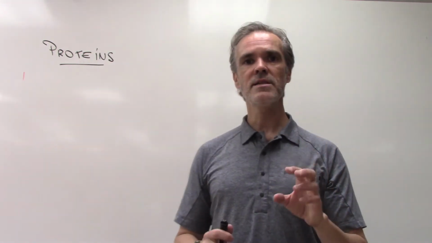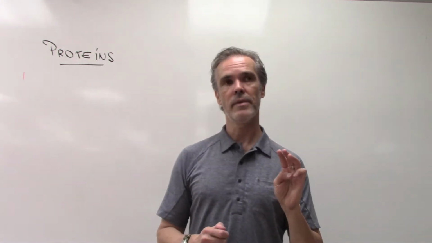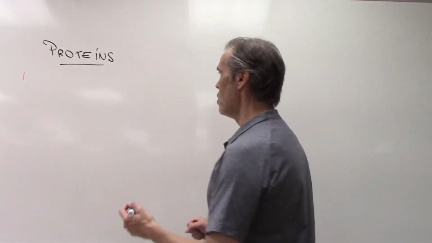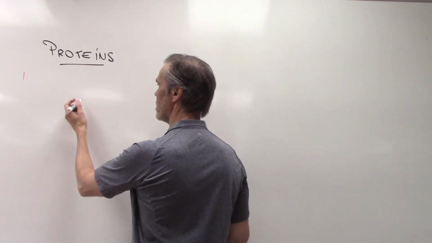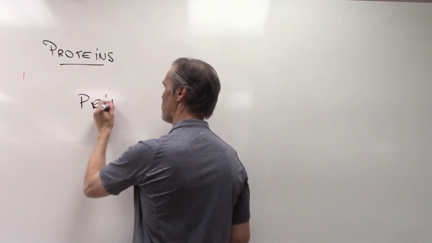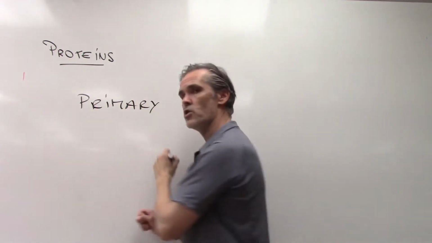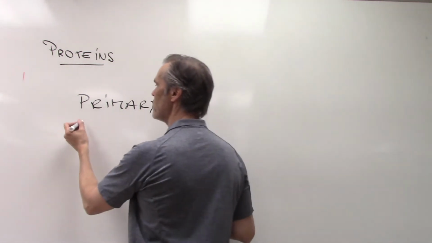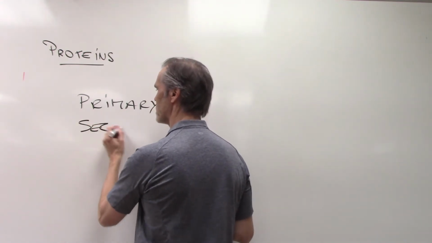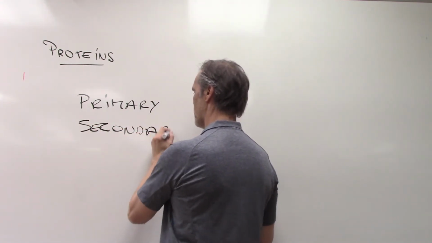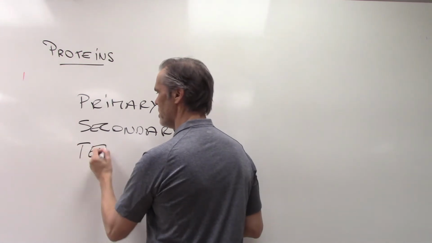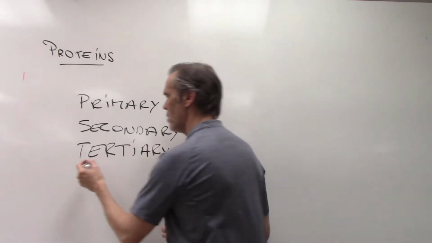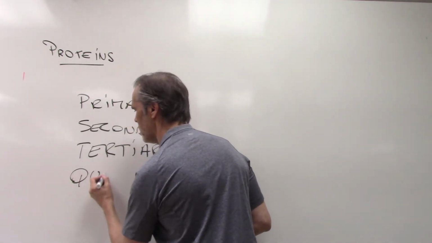Now, proteins have 3, even 4 different levels of organization, okay? So we have the first one, which is known as the primary structure, which is the beads on a string I just explained. And then we also have the secondary, and then tertiary, and then in the end, we have something called a quaternary.